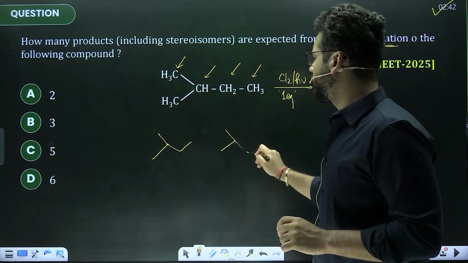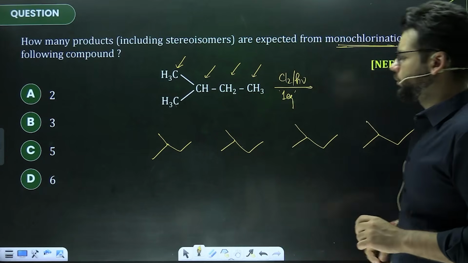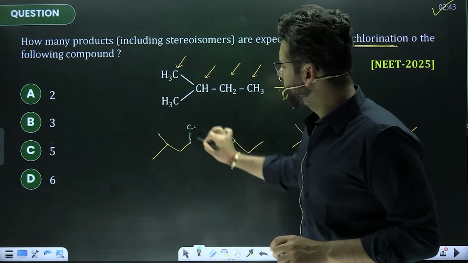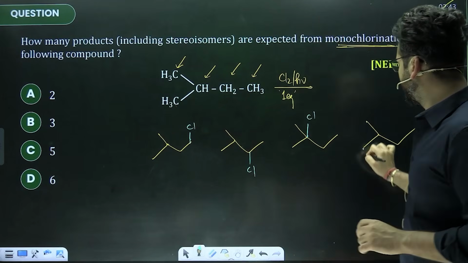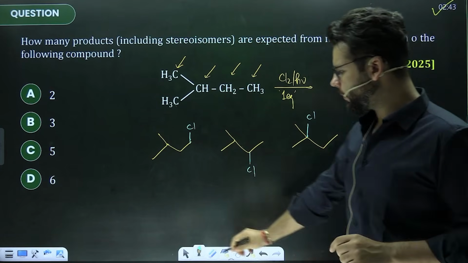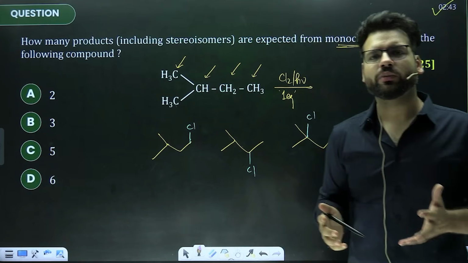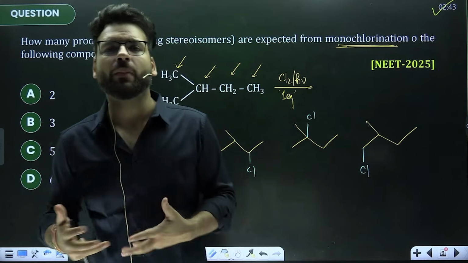1, 2, 3, 4. In one of the products, chlorine attacks here. Third one here. Fourth one here. Including stereo. To check stereo, I should check for geometrical isomerism first. Not possible because there is no alkene here. There is no cyclo compound here.